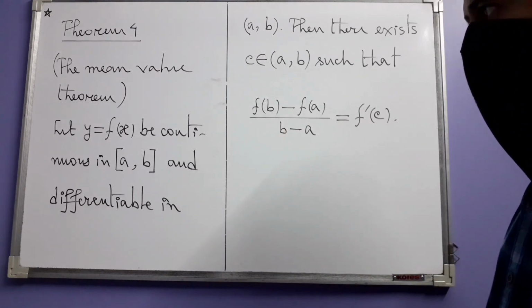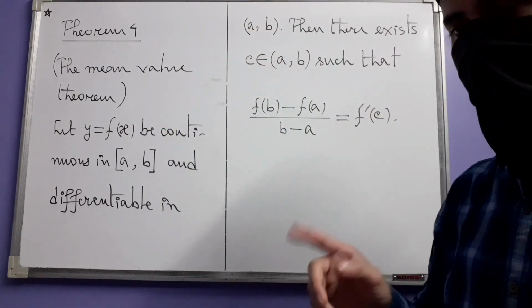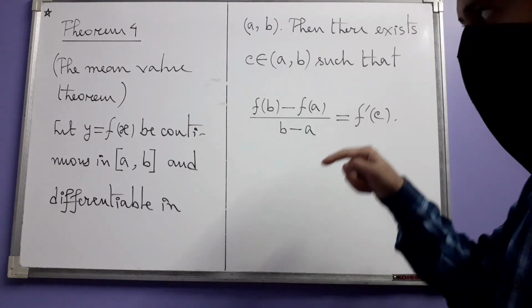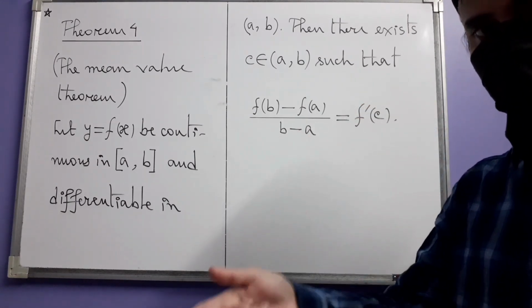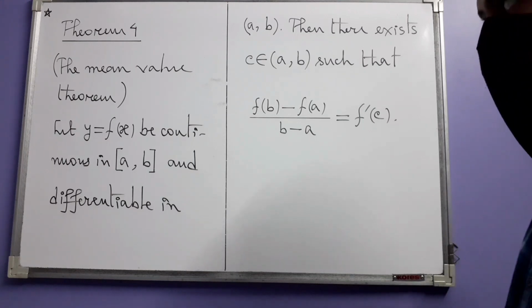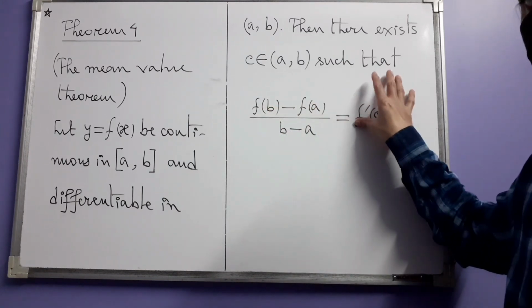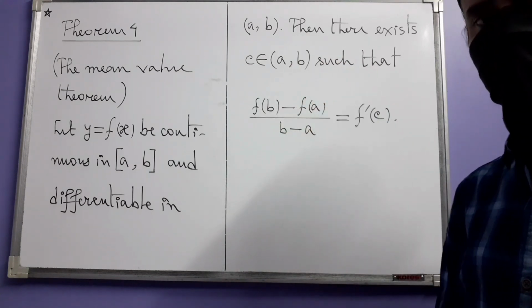Note carefully that if along with this hypothesis you also have that condition that f vanishes at a and b, from this conclusion itself, you get the conclusion of Rolle's theorem, because if f of b and f of a are both 0, then this is becoming 0. So let's now prove this.